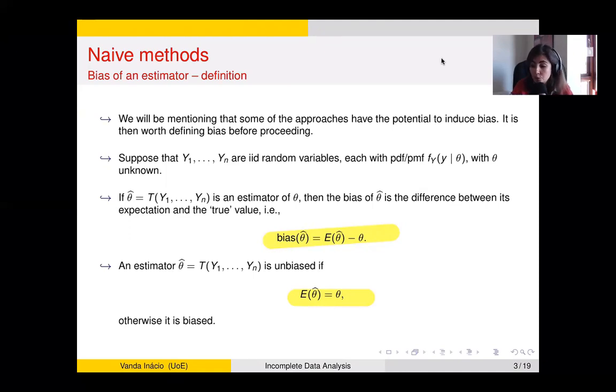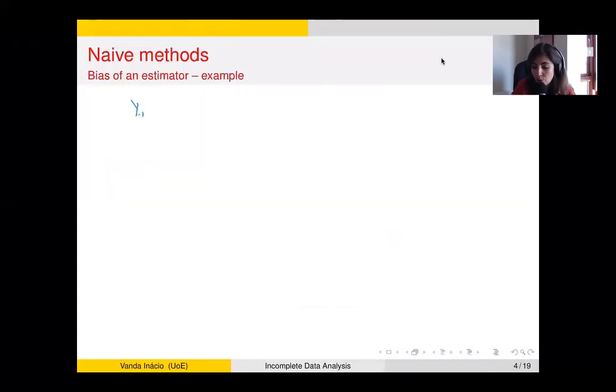And let's do an example. Suppose that we have Y1 up to Yn that are IID from a normal distribution with mean theta and variance 1. Let us think about an estimator for theta, for the mean, and a natural one would be the sample mean. And now the question is, is the sample mean, our theta hat, unbiased for theta? So what we are asking is, is the expected value of theta hat equal to theta? So let's compute this expectation.